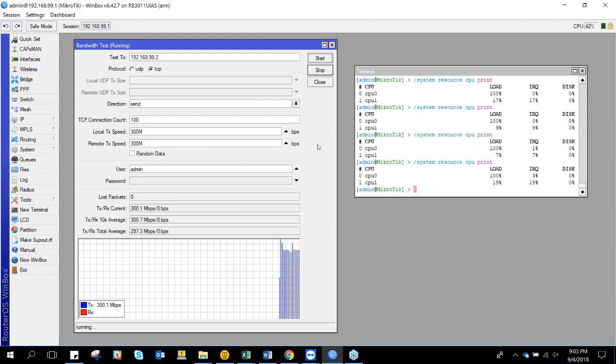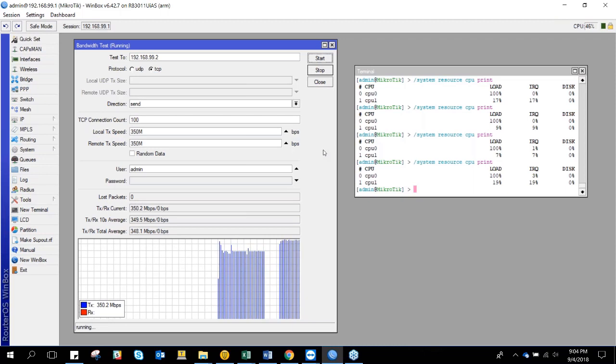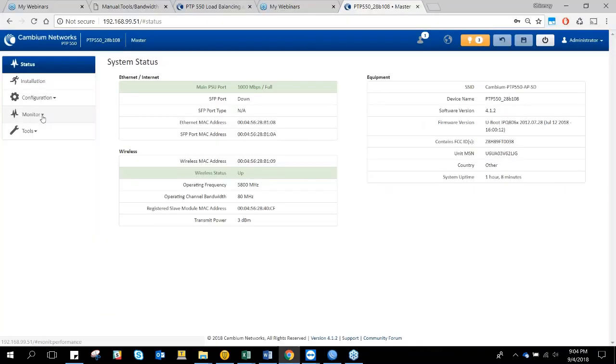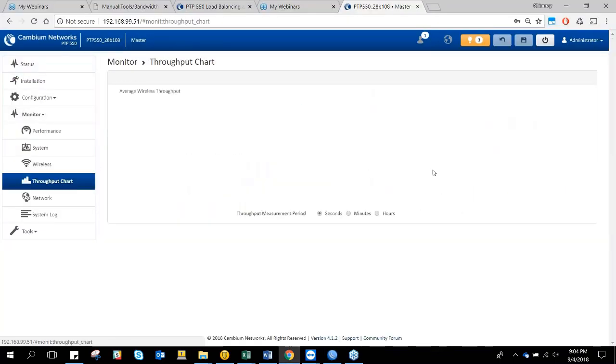cable connected between two MikroTik switches. That it started from something above 300 and then it stopped on 300. So let me try 350. Okay, so we are getting 350.